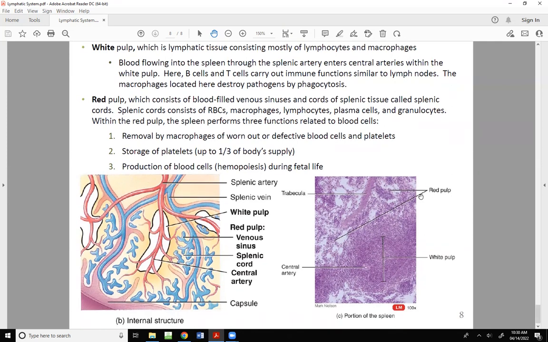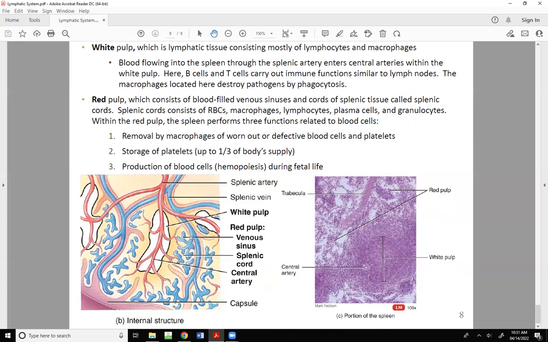Then you've got red pulp, which consists of blood-filled venous sinuses and cords. We call those splenic cords, and you can see those labeled right here. Within splenic cords, you find red blood cells, macrophages, lymphocytes, plasma cells, and then the three granulocytes, eosinophils, basophils, and neutrophils that we previously talked about. So essentially, all the different types of blood cells are found within our splenic cords.